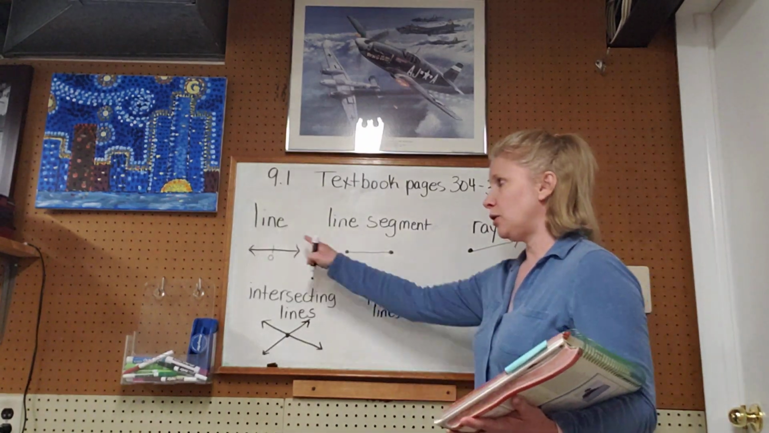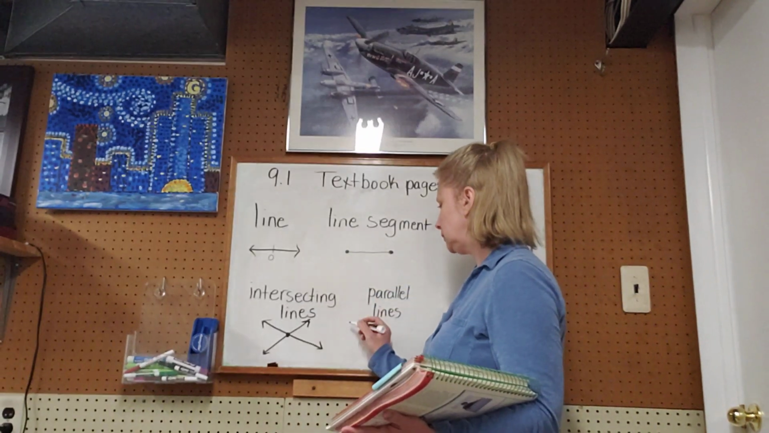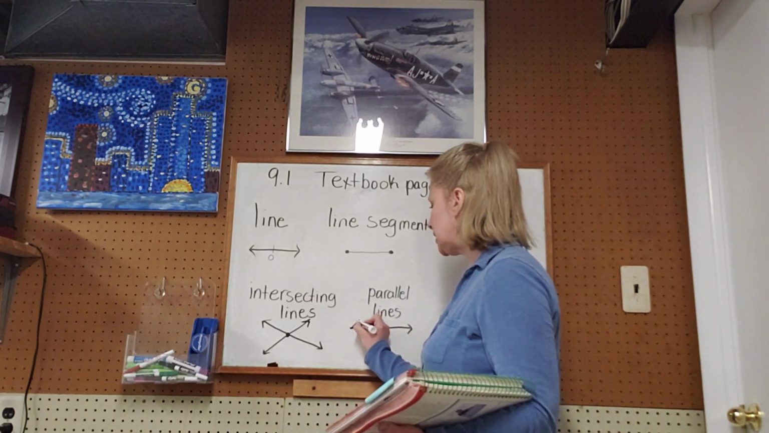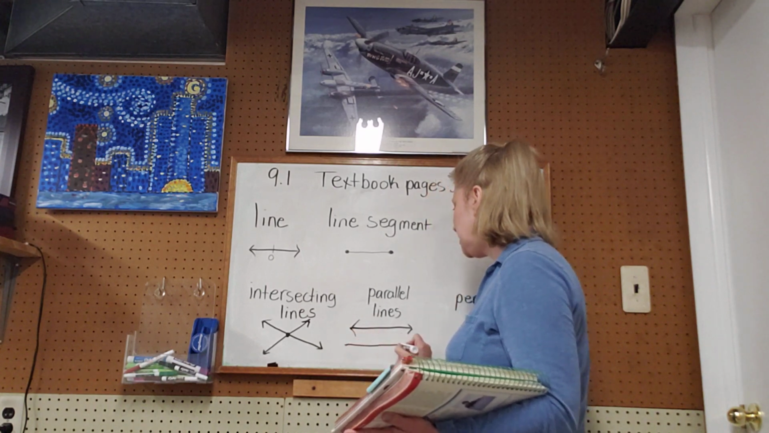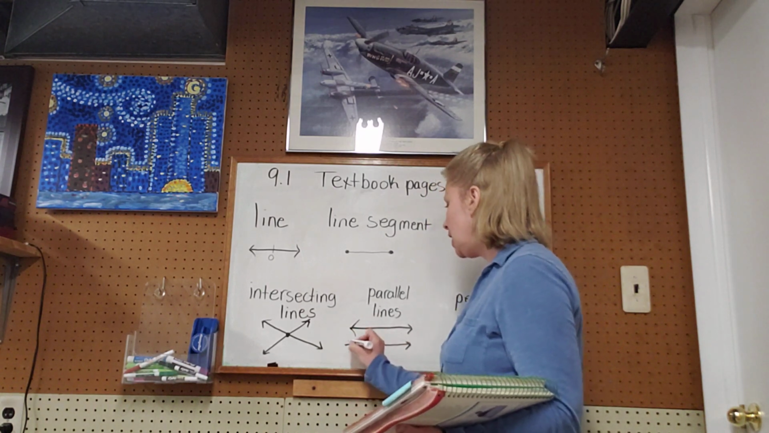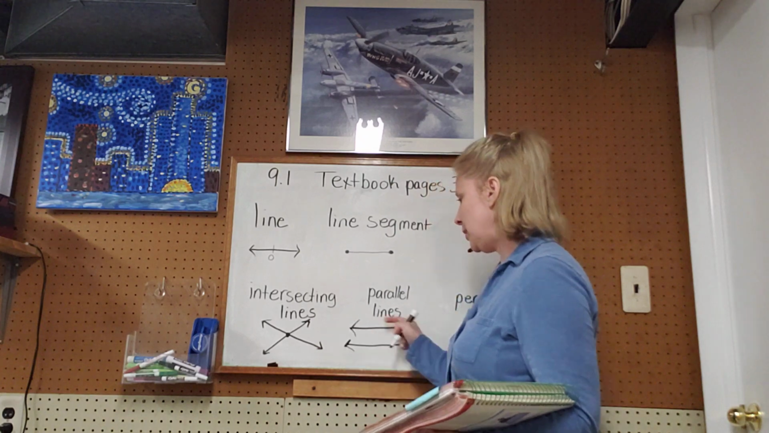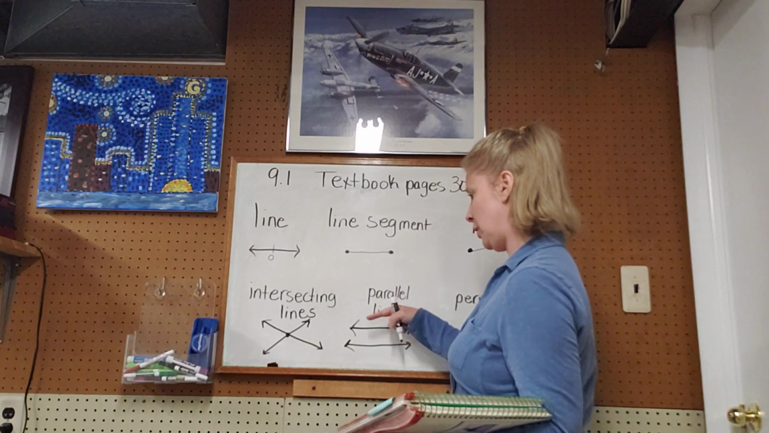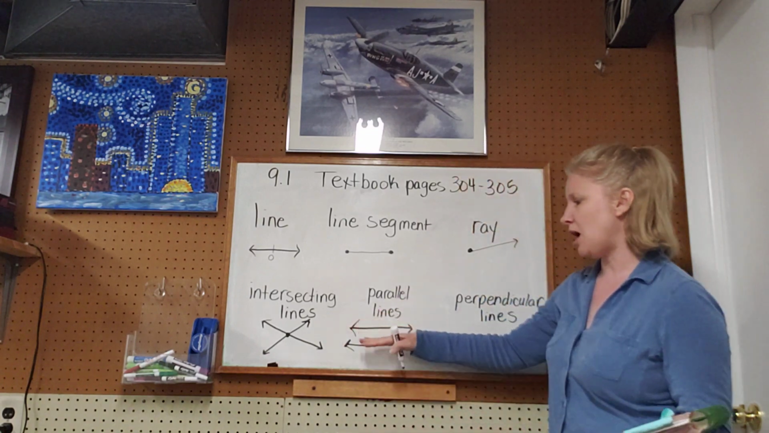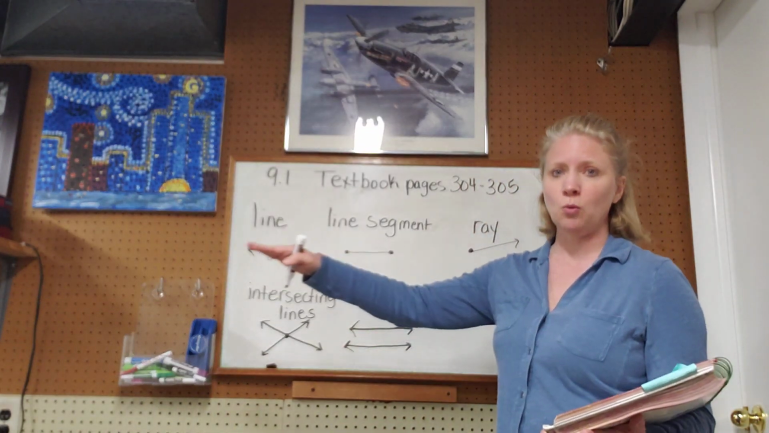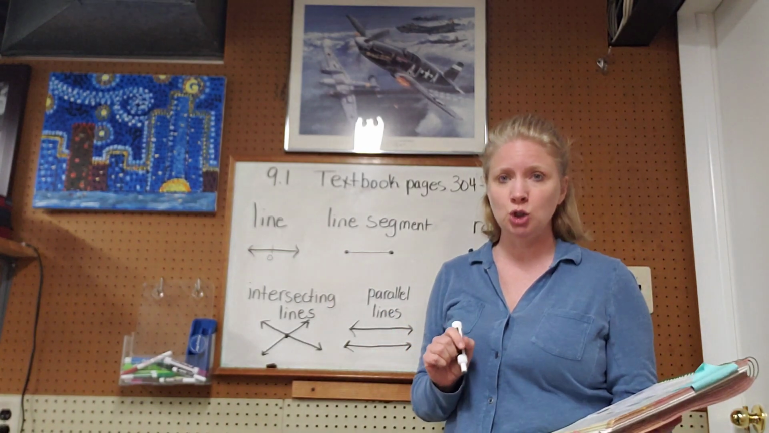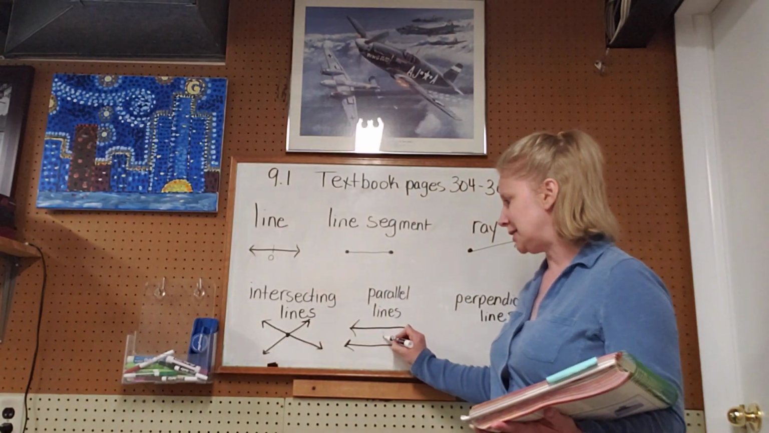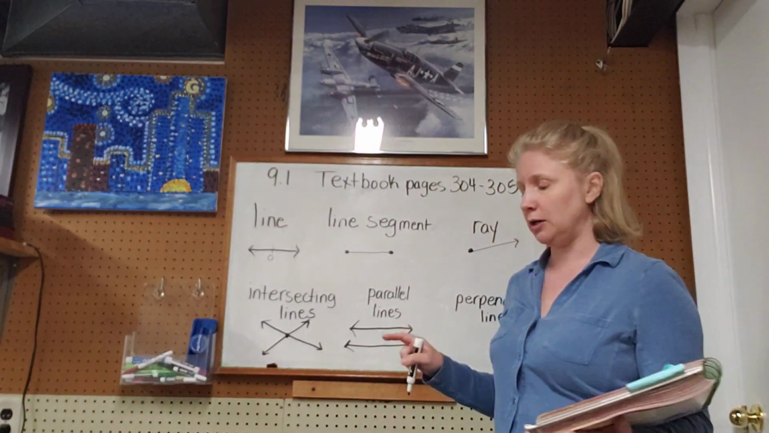Parallel lines. So they're lines, and they are always the same distance from each other. That means they go in the same direction. There's not one that goes sideways and then one that goes up and down, and there's not one that goes sideways and then one that angles. They always are even. No matter at what point in the line you would look at those 2 lines, they would be parallel. They would be the same distance from each other. That means they're parallel.